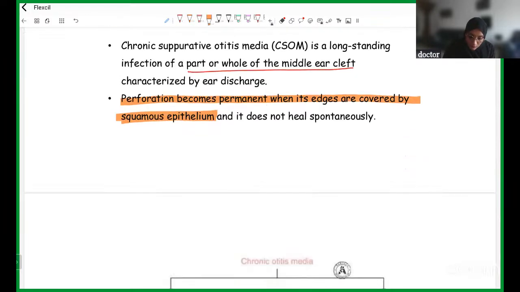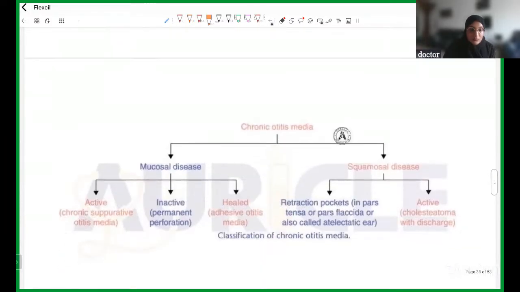Now, this is an important table of chronic otitis media. So chronic otitis media is classified into two: mucosal disease and squamosal disease.